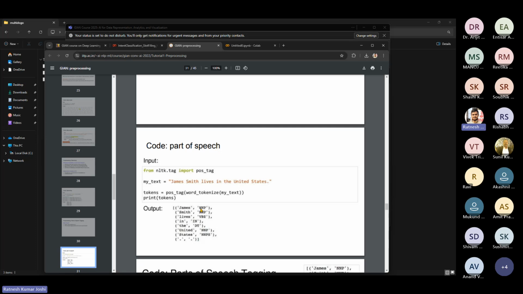James is a noun, right? Smith is also a noun. Lives is a verb, right? In the determiner, and then United States are also nouns, right? Now these are predefined notations, right? NNP, VBZ, IN, DT, right? So it would not be possible for you to remember all of them.